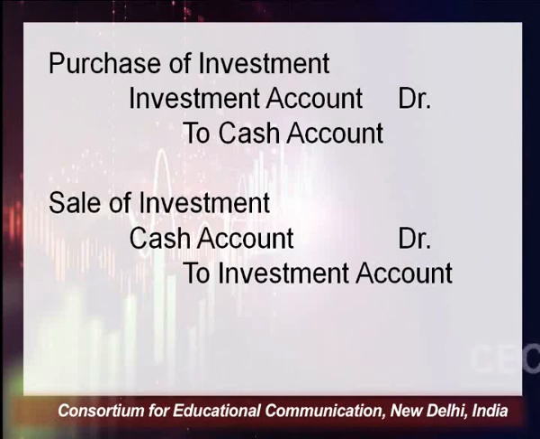Next is, if we are selling investment. In that case, when we are selling investment, it is again an asset, and cash is again an asset. Both are assets, and all types of assets come under real account, so again the rule of the real account is debit what comes in, credit what goes out. We are getting cash when we are selling investment. The entry would be cash account debit to investment, debit what comes in, credit what goes out.